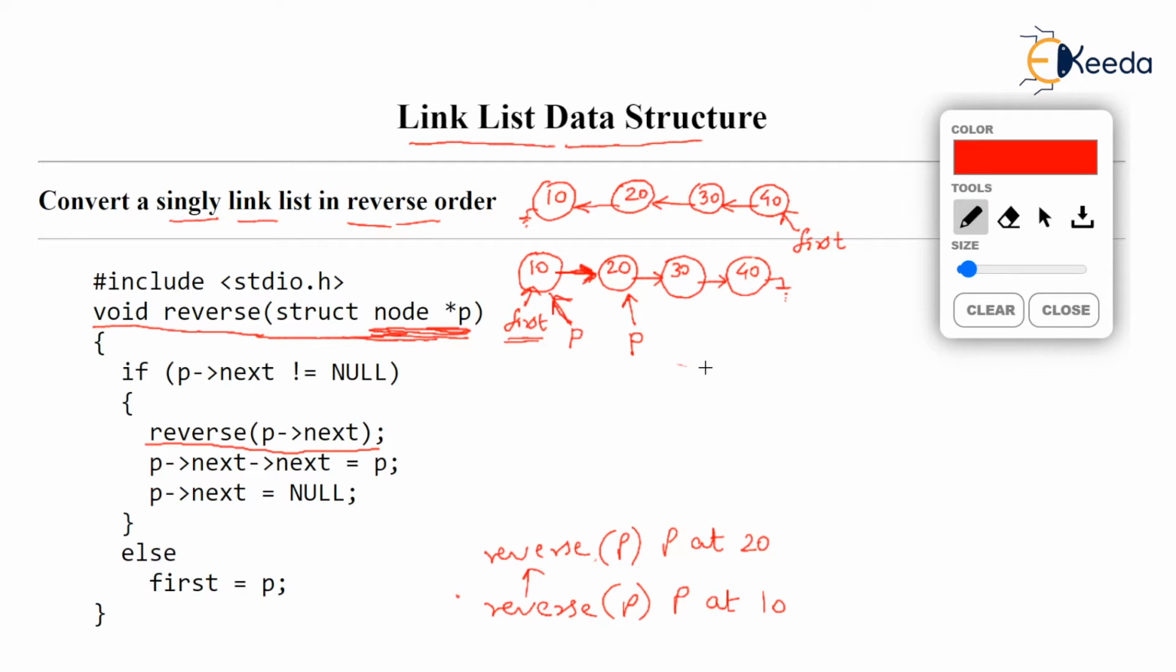So you all know that every function maintains the local parameter. The local parameter will be alive till the function is running. So we have got two copies of P, but currently active is reverse P, because the function running is reverse P with P at 20. Okay, let's run the fresh function reverse with pointer P pointing at 20.